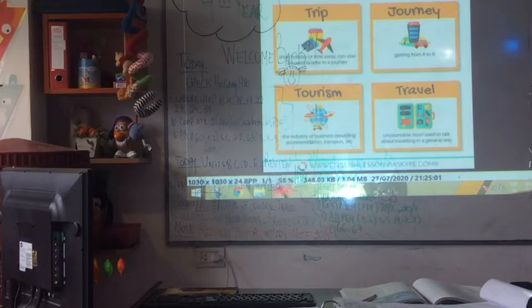No, you have there. Is it clear? So that's why it says trip, short holiday or time away. Remember, a trip is short. And then journey, getting from A to B. My journey. Yes, because you go from Formosa to Spain, for example. Is it clear?